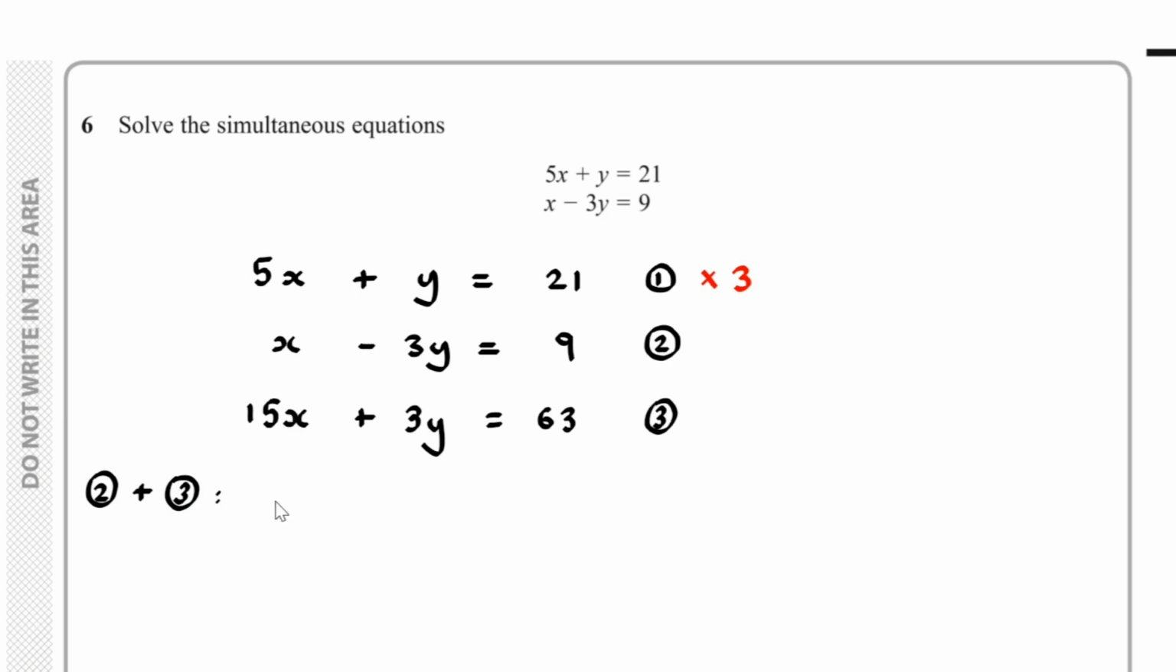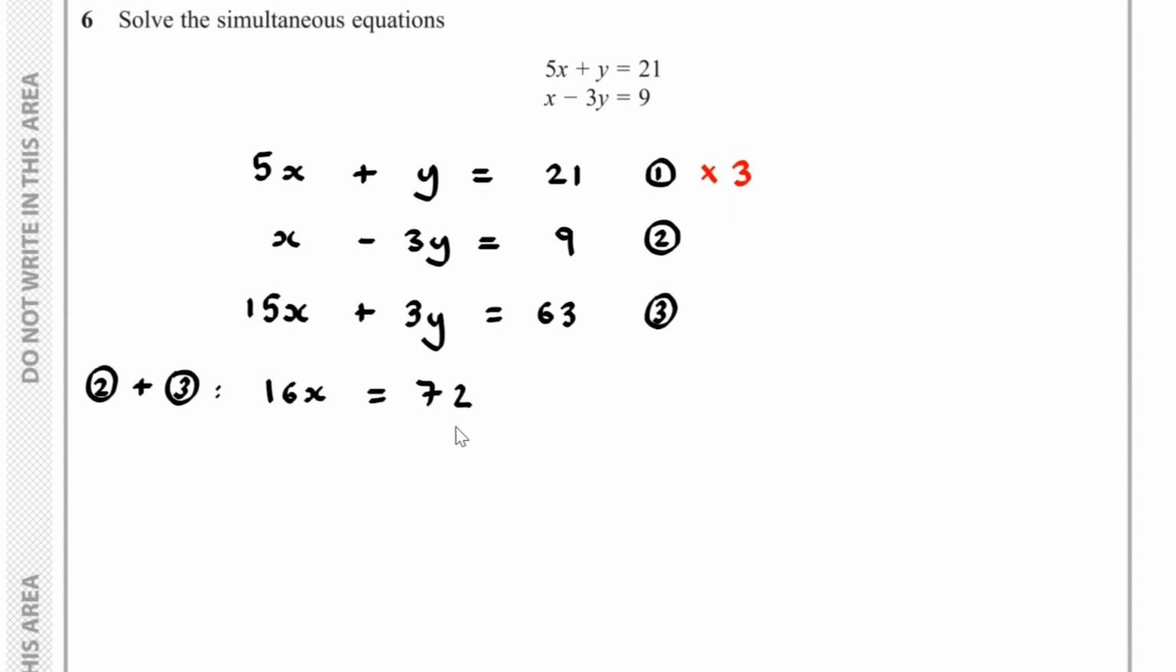And if I do that, I've got 5x times 3, which is 15x, y times by 3, which is 3y, 21 times 3 is 63. Let's call this equation 3. And because the coefficient of y is the same, and we've got opposite signs, we can add equation 2 and 3. So if I do equation 2 plus equation 3, x plus 15x is 16x, 9 plus 63 is 72. So I've got 16x equals 72, x is therefore equal to 72 divided by 16, which is 9 over 2, the same as 4.5.